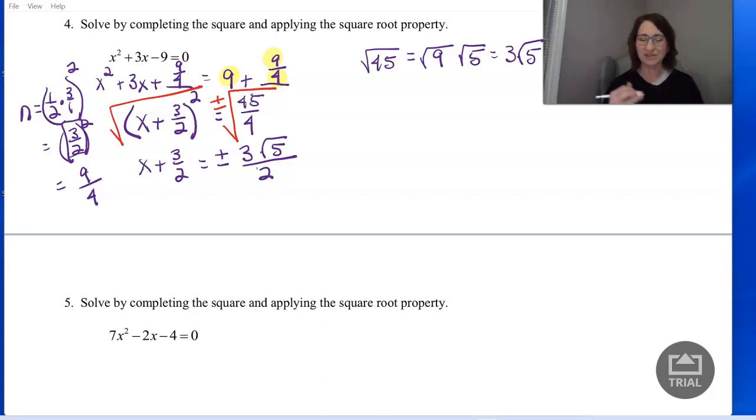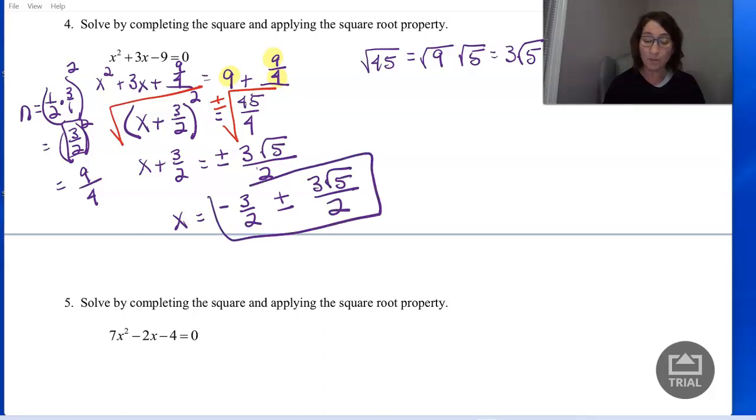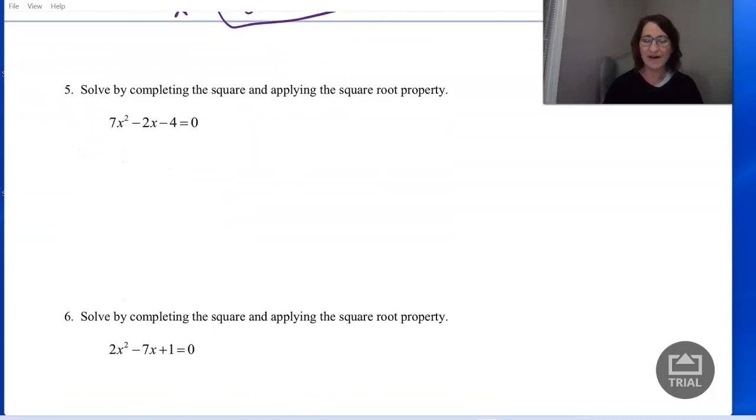So now I just need to finish this off by isolating the x. So I am going to subtract 3/2 from both sides. So I get x is equal to negative 3/2 plus or minus 3 square roots of 5 over 2. That whole beautiful thing is my answer. Wow. Okay. All right. Let's try 5.